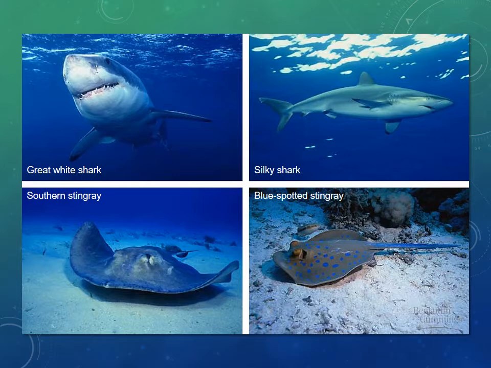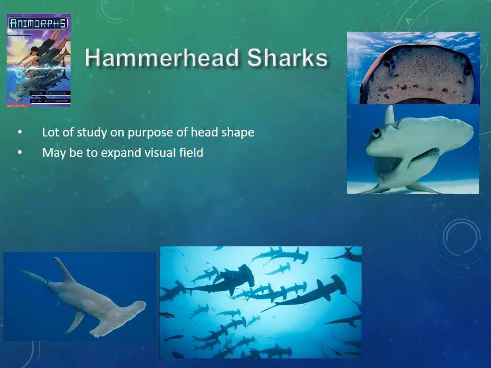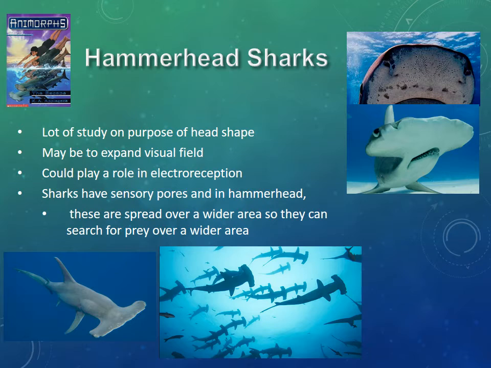Some more diversity. I don't know about skates and rays too much; I'll try to talk about those in a minute. Those are a thing, great whites. But hammerheads are one of my favorite sharks. There's been a lot of study figuring out why they have the shape that they do. Maybe to help expand the visual field or detect electrical fields. There are a couple of different hypotheses. There are a lot of sensory pores in the head region for sharks. The ampullae of Lorenzini help detect electrical signals, and so they're spread over wider areas, maybe helping them catch prey easier.